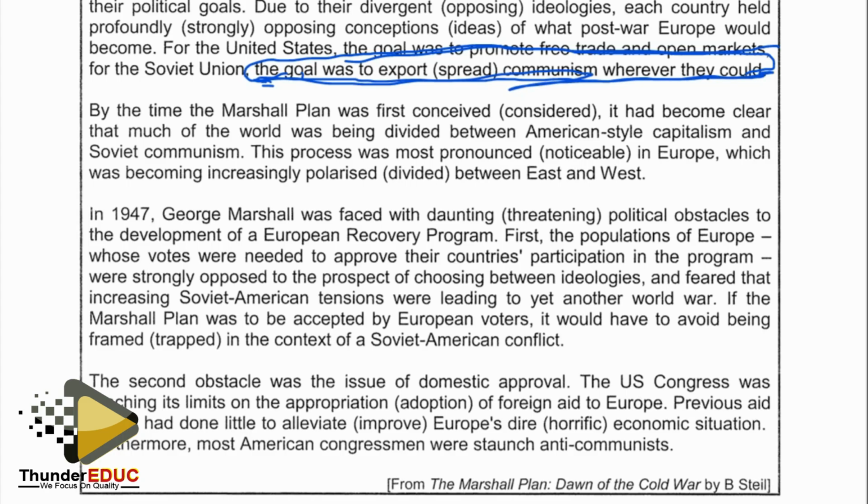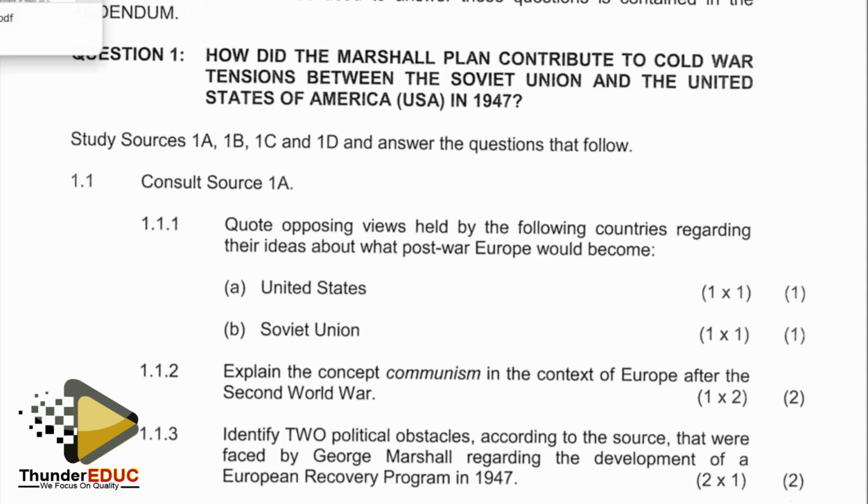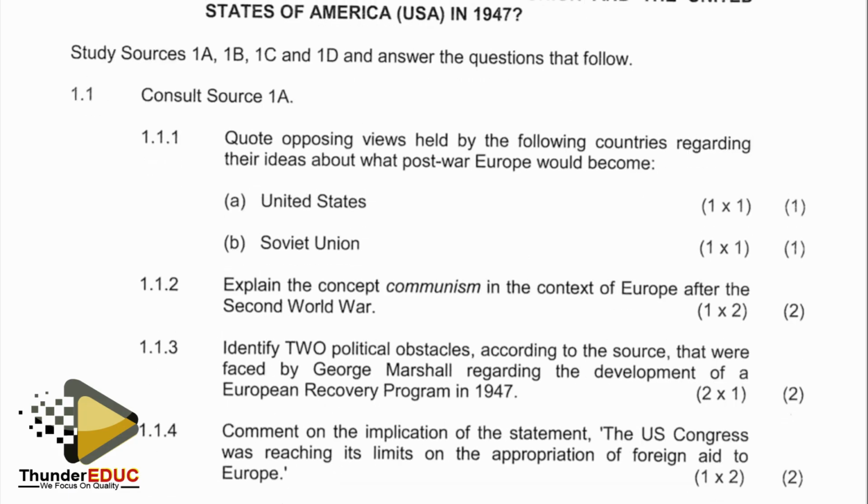Right, we have fully answered that question. And ensure when you're answering that question, you give the correct response to the correct question. For America, you highlight what America was thinking, and for Russia, you also indicate. Right, we move on to the next question.